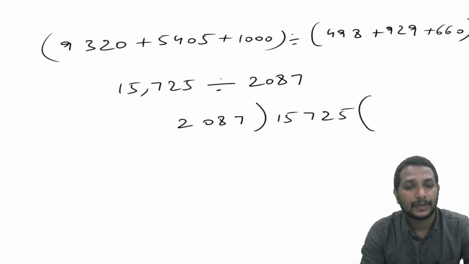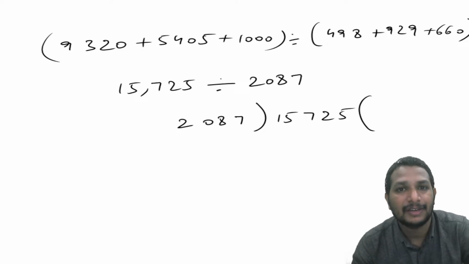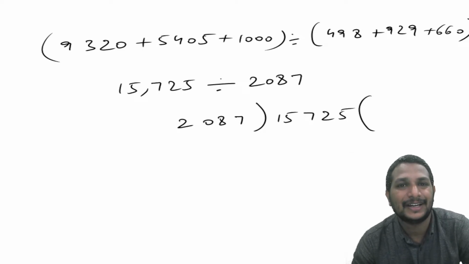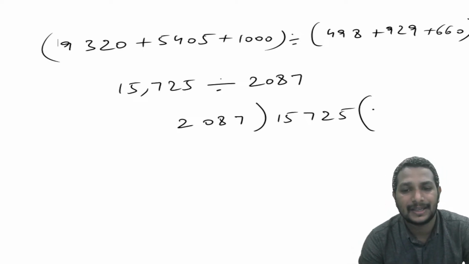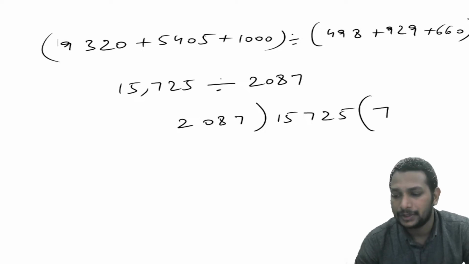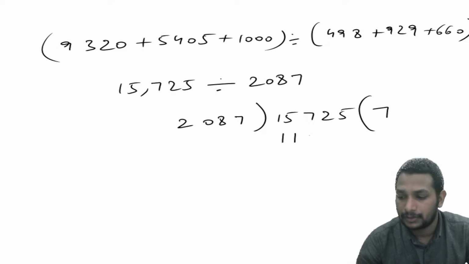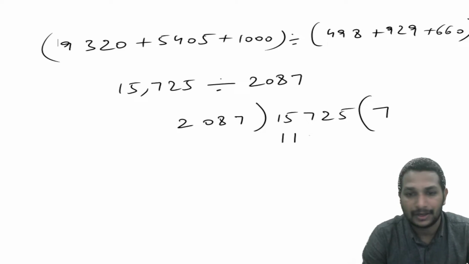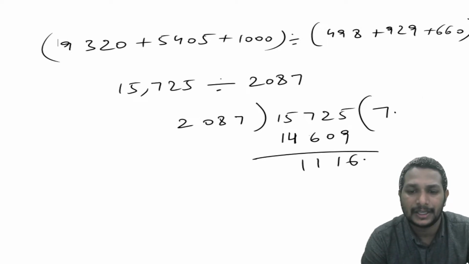15,725 divided by 1087. Okay, 15,725 divided by 1087. We're getting almost the answer as 14.5, approximately. I'll keep a decimal again.